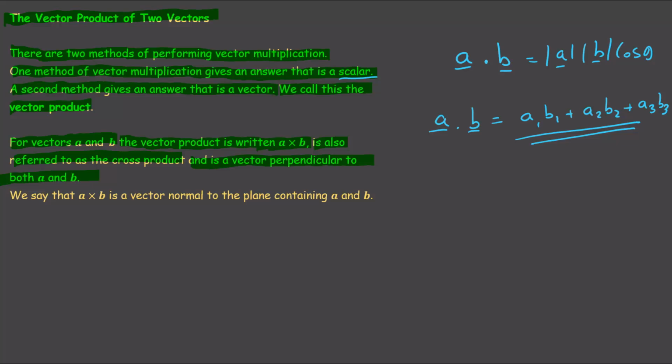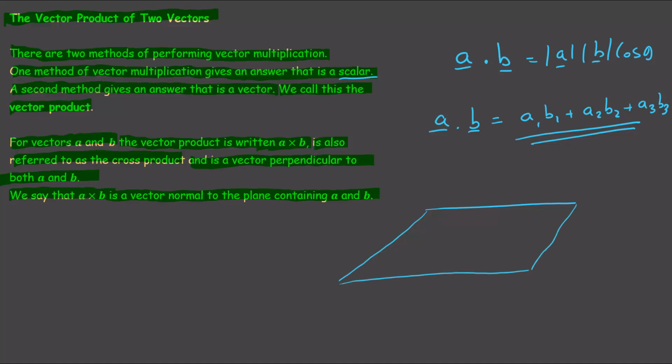If we have a vector that's perpendicular to 2 other vectors which are not parallel, then it must extend into a 3rd dimension. We say that a cross b is a vector normal to the plane containing a and b. So we will go into this a bit more later, but I'll just mention it now, that if you have a plane, think about something like your desk, and you have 2 vectors a and b which are in your desk, then the vector product gives us a vector which is perpendicular to those vectors.